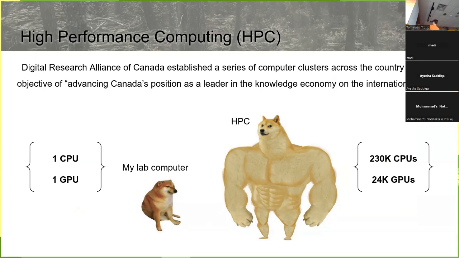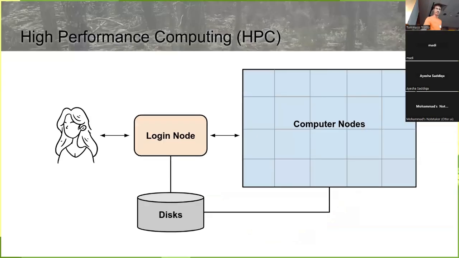The idea is that through the Digital Research Alliance, we can establish these clusters across the country with the objective of advancing the position of Canada as a leader in the knowledge economy, internationally. These are very big words, but we're going to see a little bit how this can help us promote our research and do our research more at scale if there's the need. The HPC concept is very simple. We'll see more of this in a later workshop.